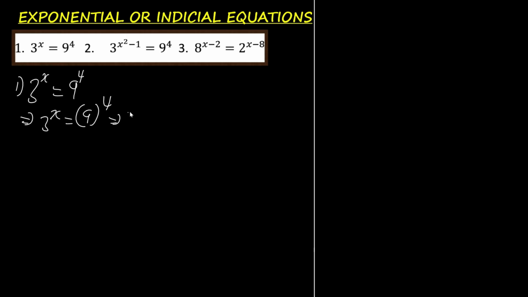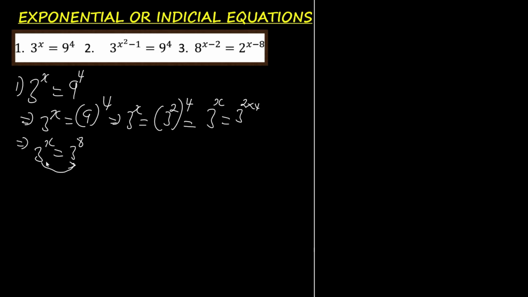Now as you know, 9 is the same as 3 squared or 3 raised to the power 2, and then you have this 4 there. So we're going to have 3 raised to the power x, and then according to the power of a power rule, this 2 is going to multiply the 4, so 2 times 4. Then you're going to have 3 raised to the power x is equal to 3 raised to the power 2 times 4, which is 8.